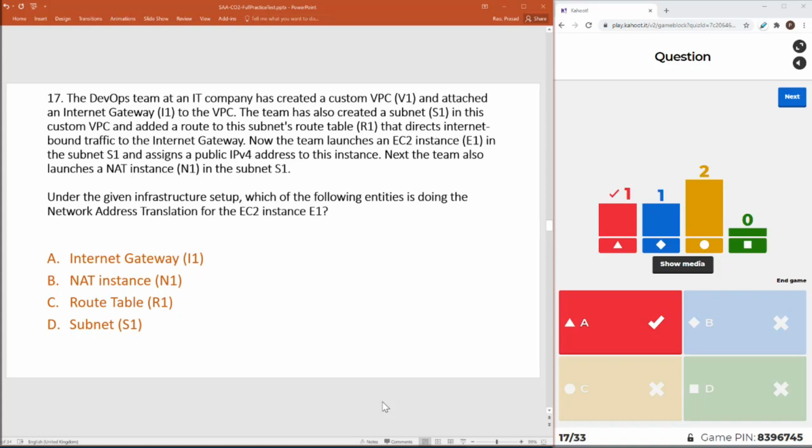If the EC2 instance had been in a private network, then to access the internet it would have to go through the NAT instance, which is in the public subnet. But because the EC2 instance was already in a public subnet, it can directly talk via the internet gateway. And that's why the correct option is A.